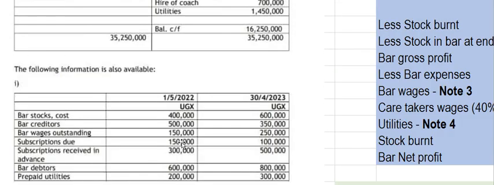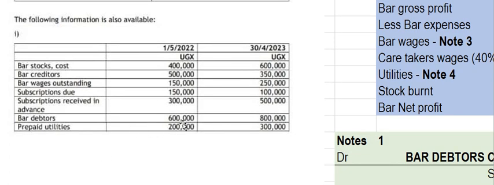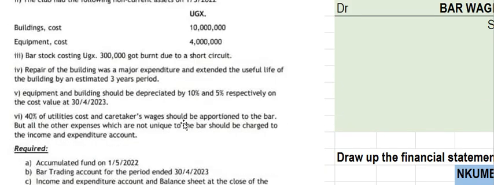The following information is available. We have balances at the start as well as balances at the end for the assets and liabilities. We have the bar stock, which is a current asset. We have the bar creditors, which is a current liability. Bar wages outstanding, which is a current liability. Subscriptions due, that is a current asset to the club. Subscriptions received in advance, that is a current liability. We have bad debtors as well as the bar prepaid utilities. These are all current assets to the club.